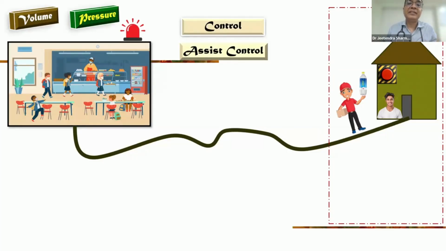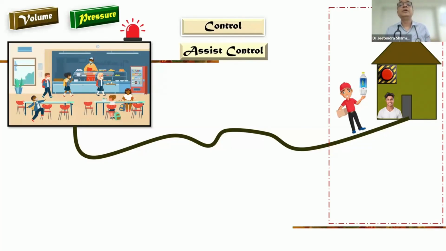And when the nature of the breath is in the form of pressure preset, it is called pressure assist control. Nowadays, all the ventilators you are seeing, whatever they name it, volume control or CMV or IPPV, they are all volume assist control. And similarly, all pressure control are actually pressure assist control. Though they name it pressure control, all have the ability of this arrangement.